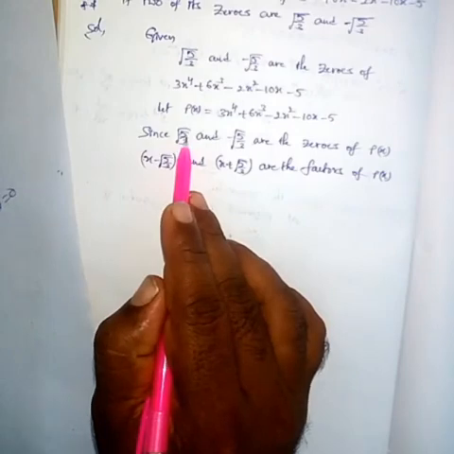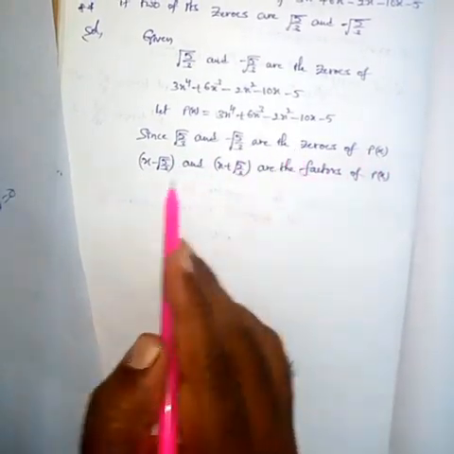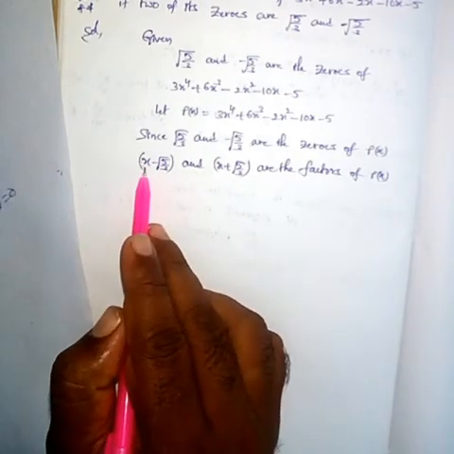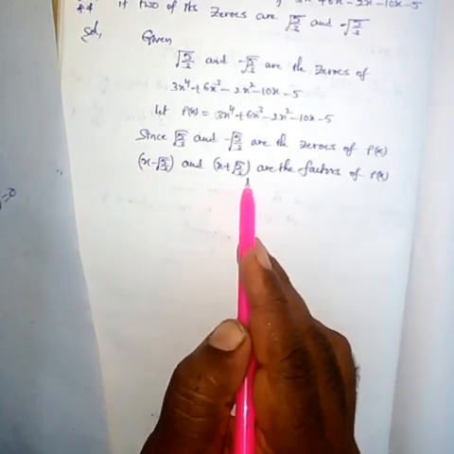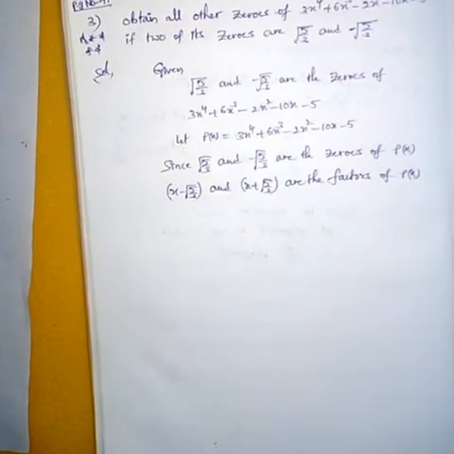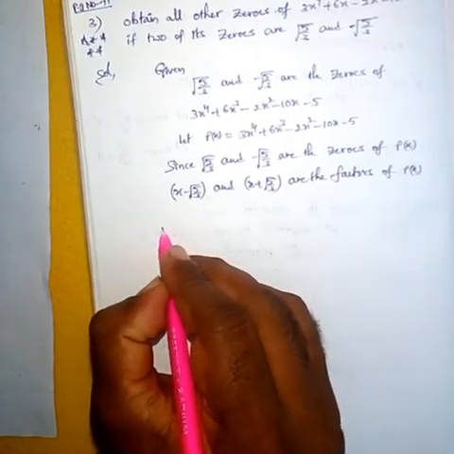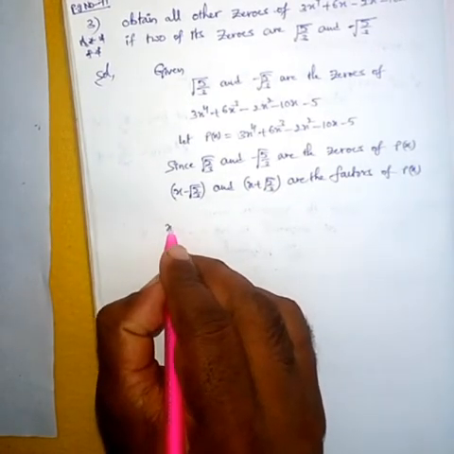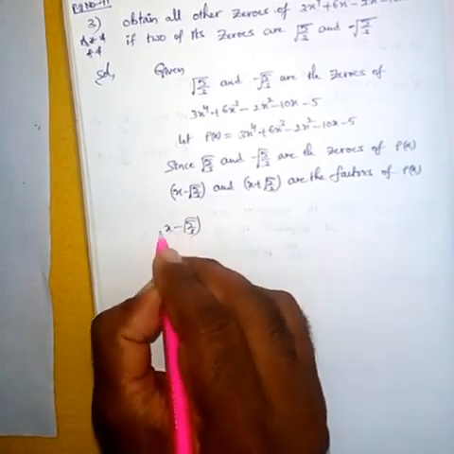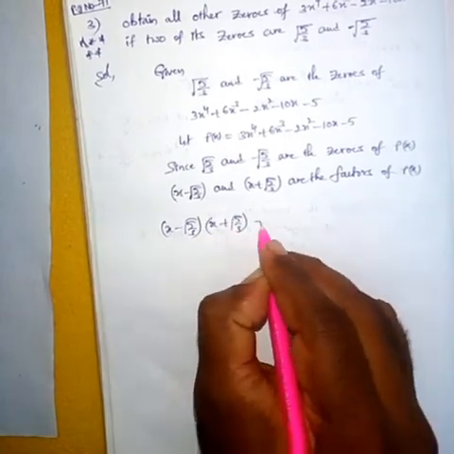Here root 5 by 3 and minus root 5 by 3 are the zeros of p of x. From this you can get the factors, that they are x minus root 5 by 3 and x plus root 5 by 3. Okay children, now multiply these two factors, x minus root 5 by 3 into x plus root 5 by 3. What will be the result?